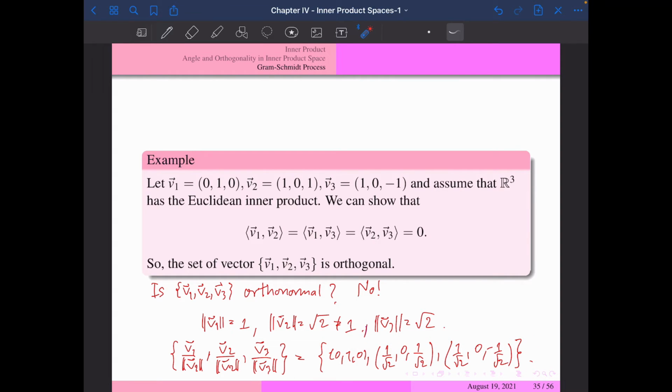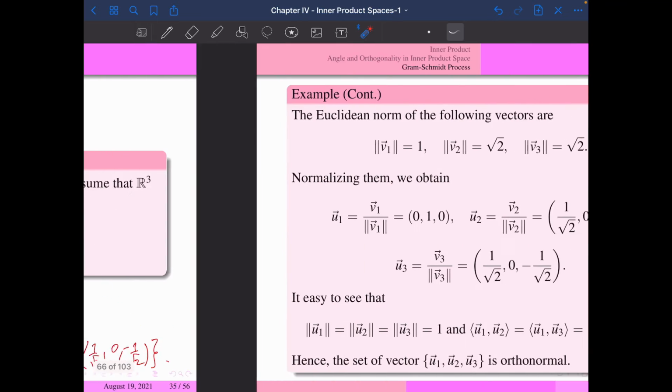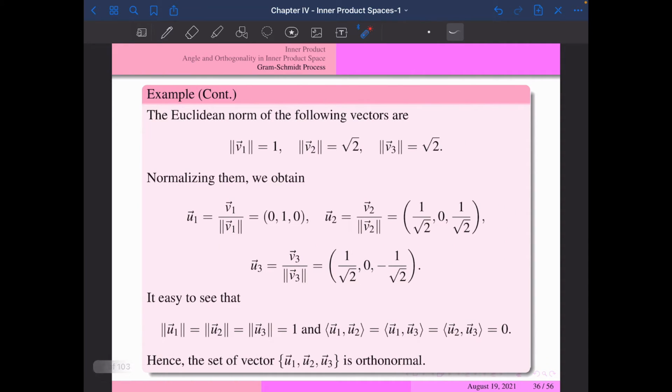From this example you can see that it suffices to find the orthogonal set. Because if we have an orthogonal set, you can find the orthonormal one. That is what I was talking about before. It's not hard to find.